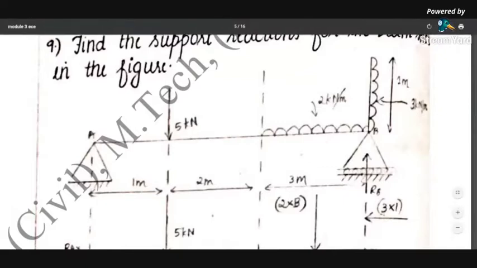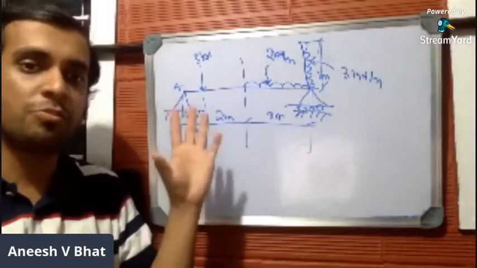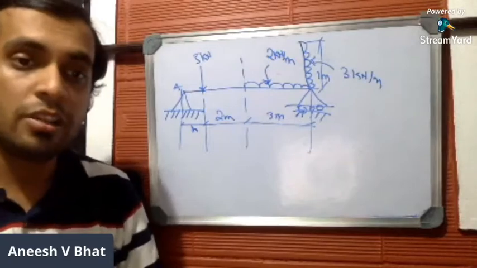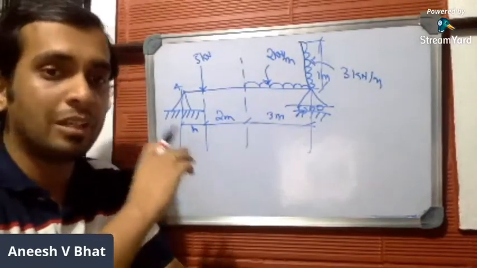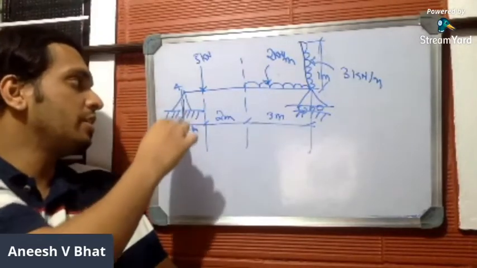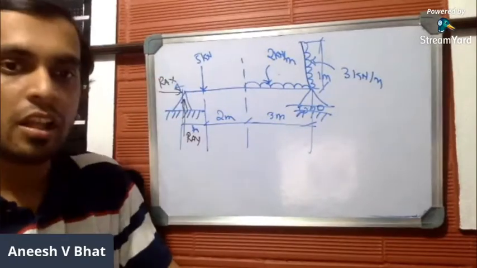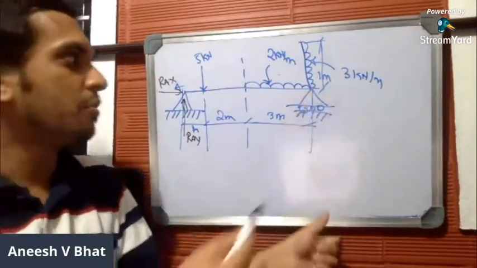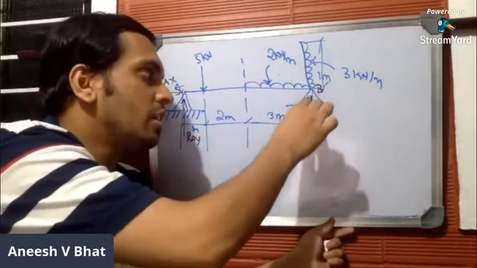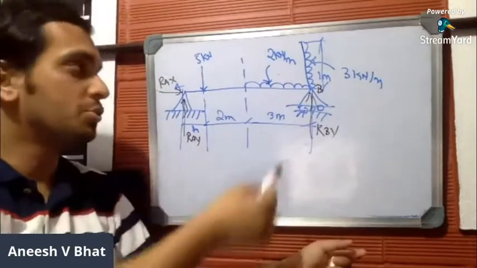The problem is quite simple, it's not that complicated, but still, let me take you through it. You're supposed to find the support reactions in this case. We'll follow all the steps. Step number 1 is to identify the type of support and mark the support reaction. Support A is a hinge support. It will offer two reactions, one in y direction RAY and the other in x direction RAX. Support at point B is a roller support. It offers only one reaction, which is RBY.